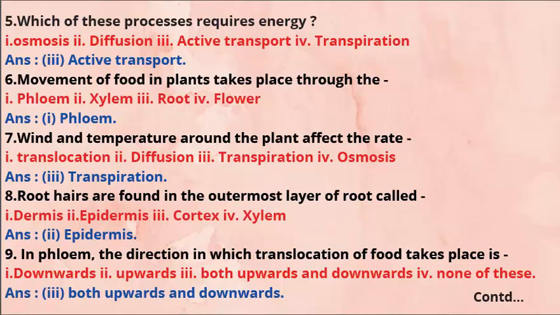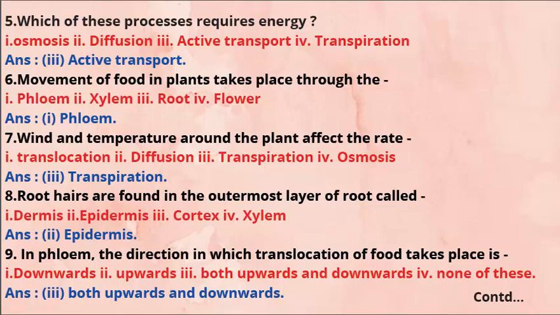So the answer is active transport is the process which requires energy. Number 6, movement of food in plants takes place through the number 1, phloem. Number 2, xylem. Number 3, root. Number 4, flower. Answer is phloem. Phloem is the conducting tissue in plants which helps in the distribution of prepared food from the leaves to the several parts of the plant.